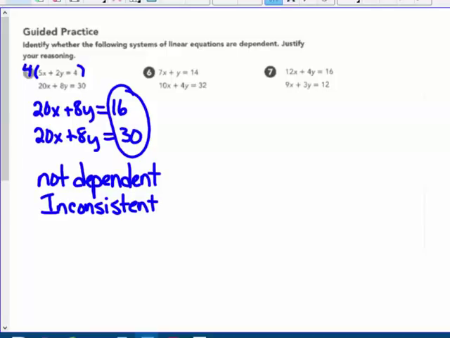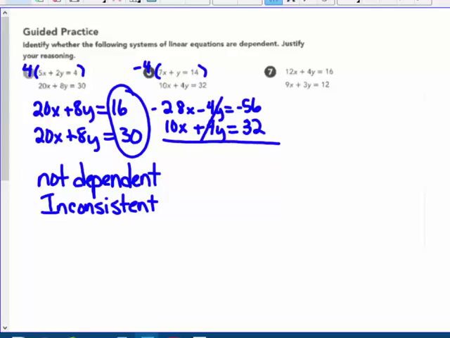The second set, let's see, if I multiply the top equation by 4, I get 28x. Let's multiply it by -4. -28x minus 4y equals -56, and 10x plus 4y equals 32. I'm going to get my y's to cancel. I'm going to get to solve for my x, and this is going to have a unique solution.